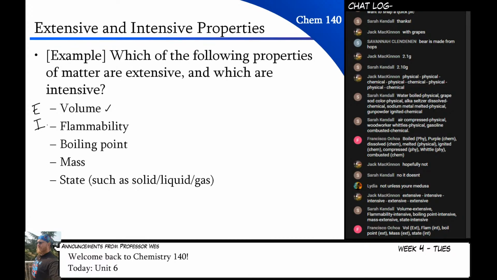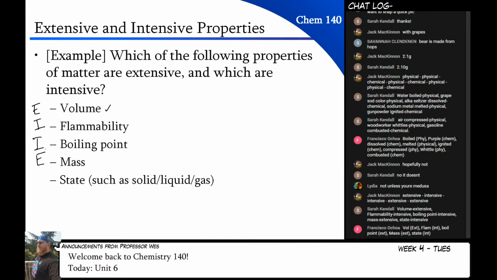If I give you more gas, does its boiling point increase? Well, if we don't know the boiling point of gasoline, we could look at the boiling point of water. If I give you more water, does its boiling point increase or change? No, water boils at 100 degrees regardless, right? So, boiling point must also be intensive.